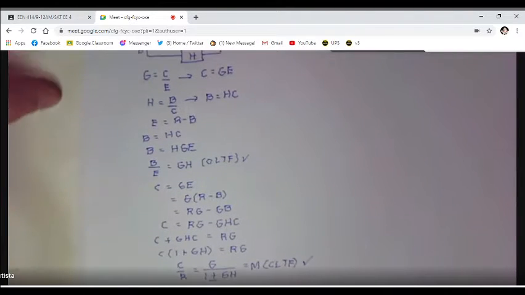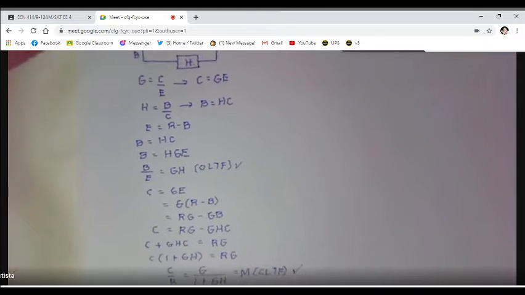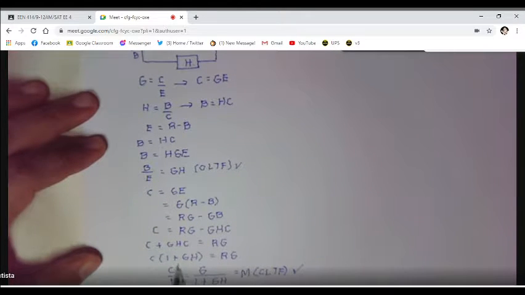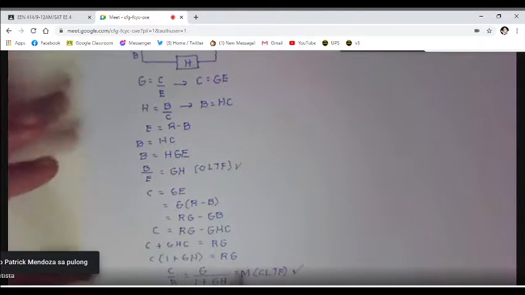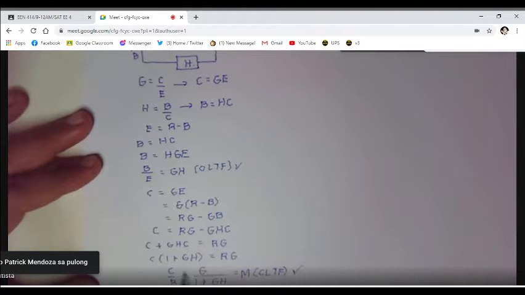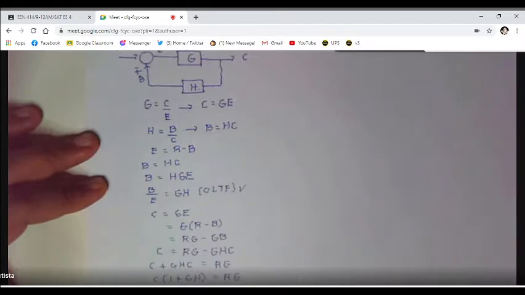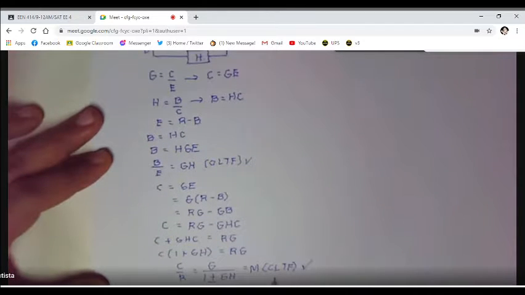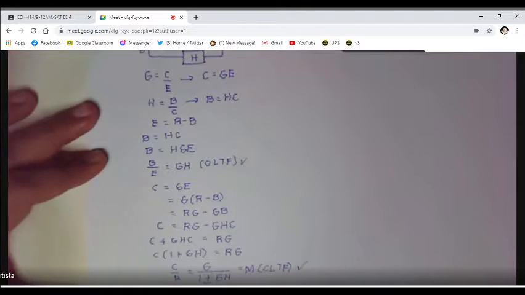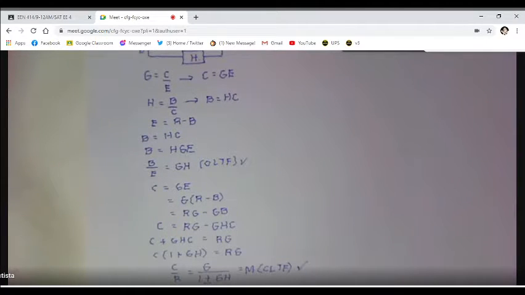Okay? So, do you have any question with the derivation? So, this is what we always use, no? This one is the equation of your standard form using the closed loop transfer function. Okay? So, let's try to share another one.